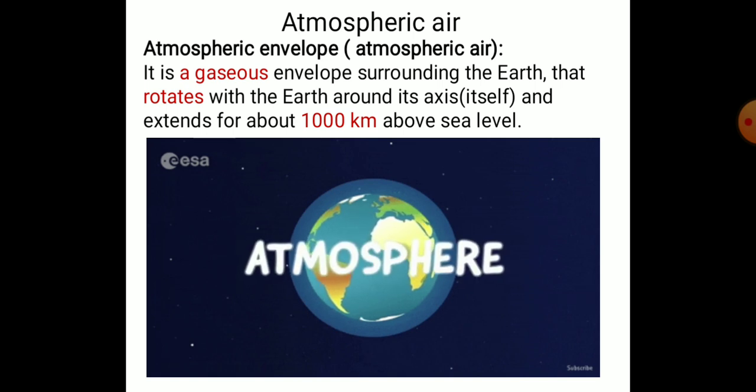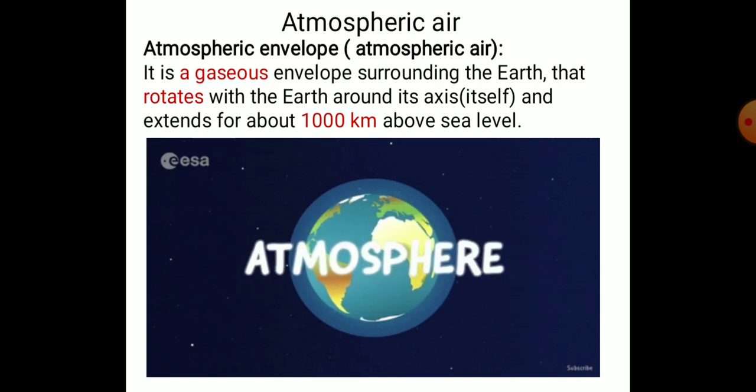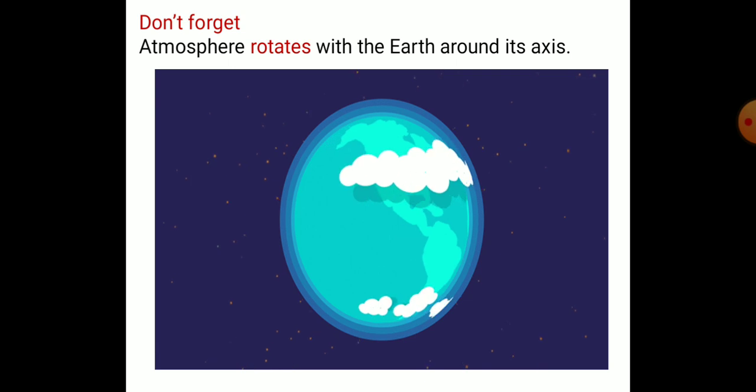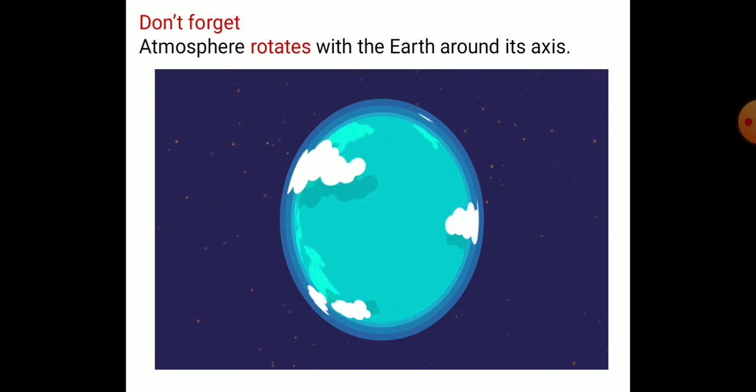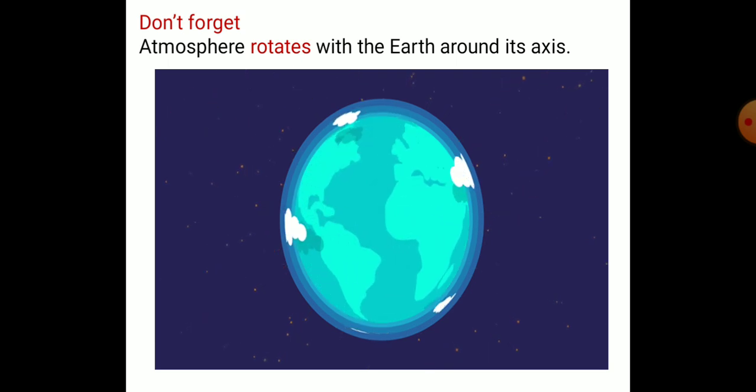The atmospheric envelope, or the atmospheric air, is a gaseous envelope surrounding the Earth that rotates with the Earth around its axis, and extends for about 1000 kilometers above sea level. Don't forget that the atmosphere rotates with the Earth around its axis, as you see in this picture.